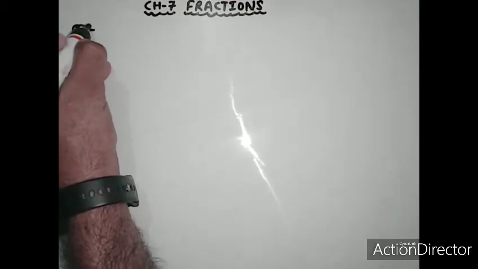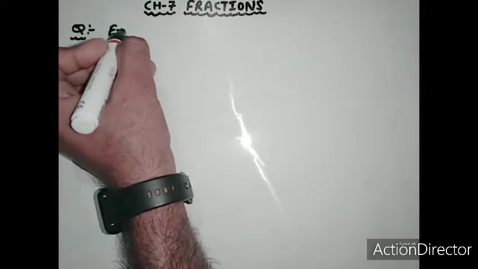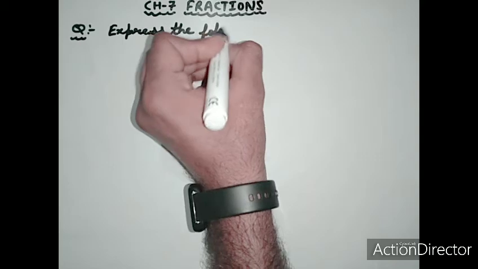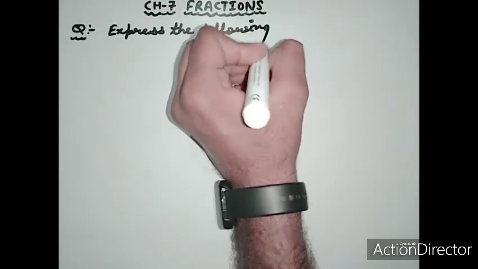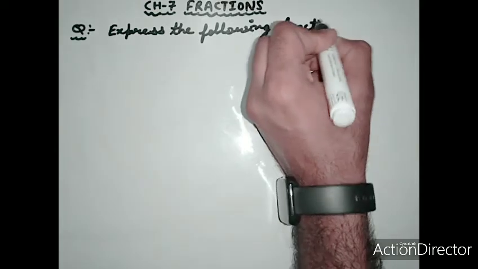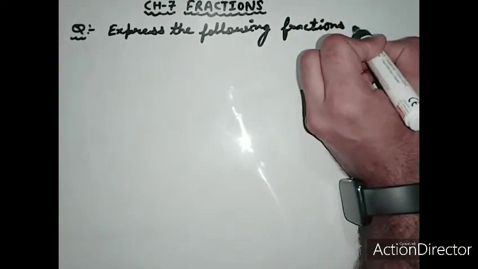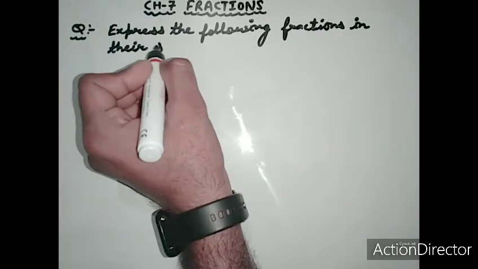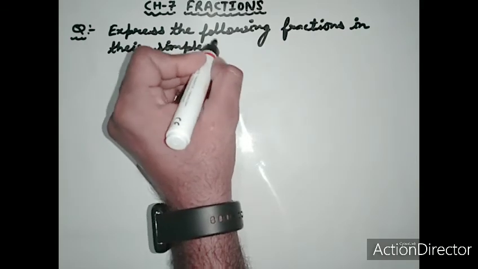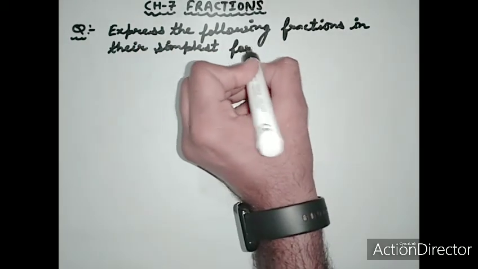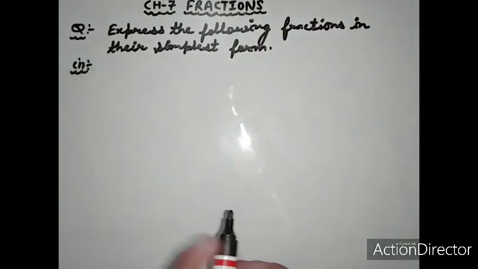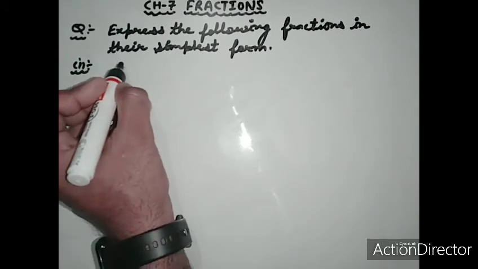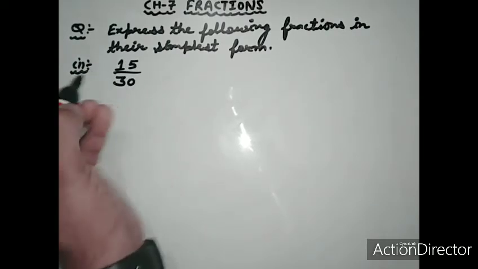Now here we take another example. Express the following fractions in their simplest form. So now here we will learn how to write the simplest form of fractions. Now here we take one example, like 15 upon 30.